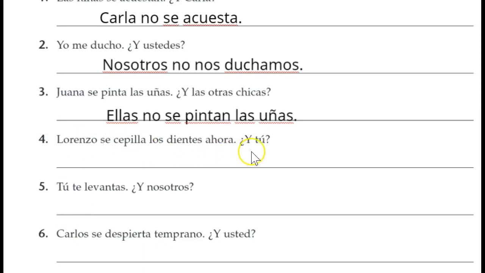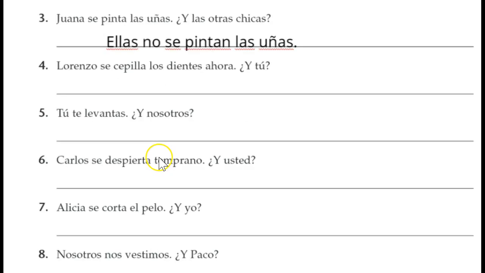Number 4, notice the question is for you, tú. You got to make sure you answer with yo. Tú te levantas y nosotros. You know, you're getting up. What about us? You're going to answer number 5 with ustedes. Ustedes no se levantan. You see how that works?